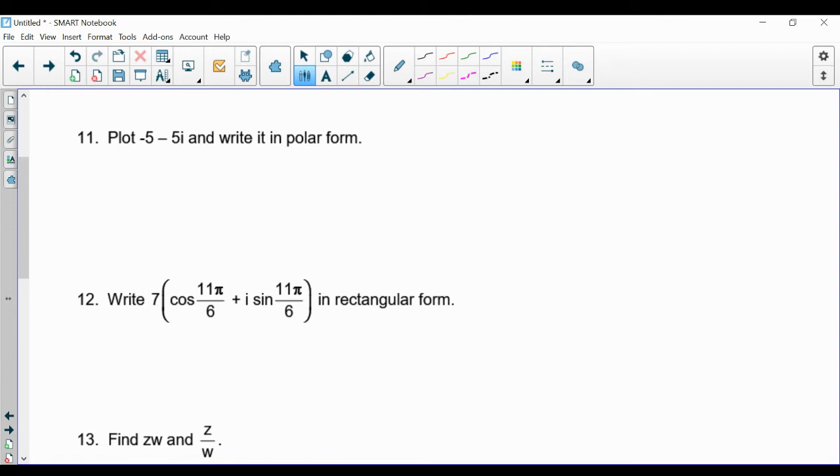For number 11, it wants us to plot this. This is in our x plus yi form, our rectangular form for complex numbers, and then it wants us to write it in polar. So we'll start with the plotting. Do your standard x and y, except remember it's real versus imaginary. So -5 over here in the real, -5 with the i, so we are down here. So there's our plotting of the point.